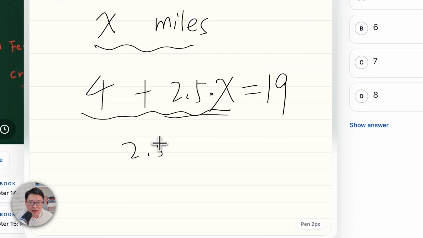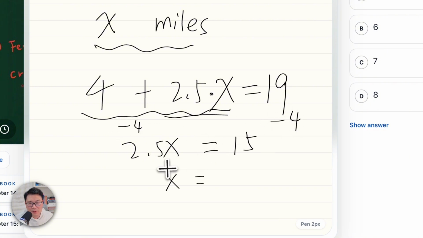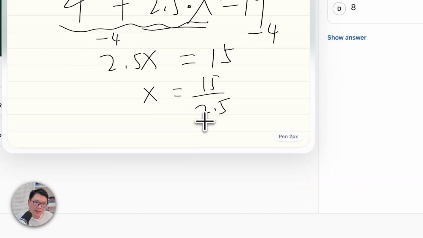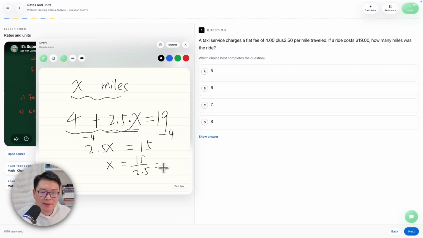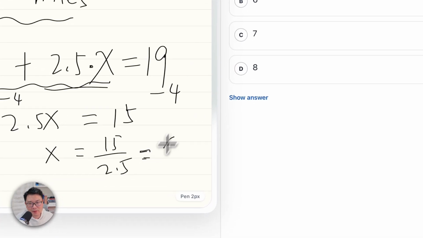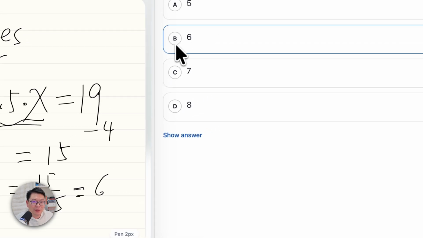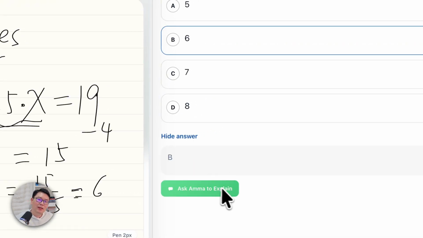So 2.5X plus 4 equals 19. Minus 4 on the left side, minus 4 on the right side. 2.5X is equal to 15. And then X is going to be equal to 15 divided by 2.5, right? So this thing is equal to 6. All right, so we get the answer B. Let's check our answer. All right, great. We get the answer correct.